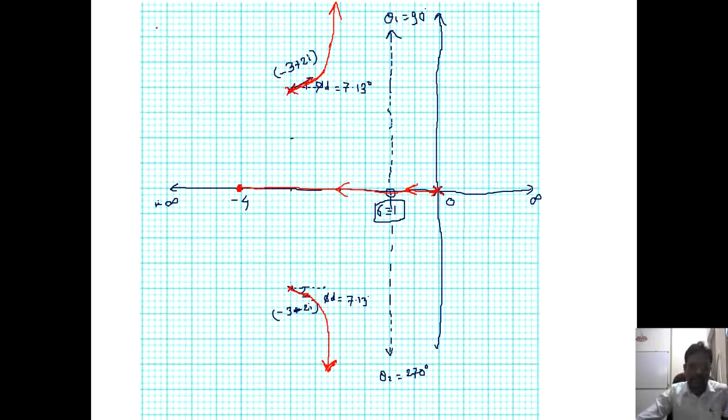As far as comment is concerned, we can say root locus is stable, completely stable, because it is completely in the left hand side of the S plane. This is the imaginary axis and root locus is lying fully in the left hand side, so root locus is completely stable. That's it, that is sufficient.